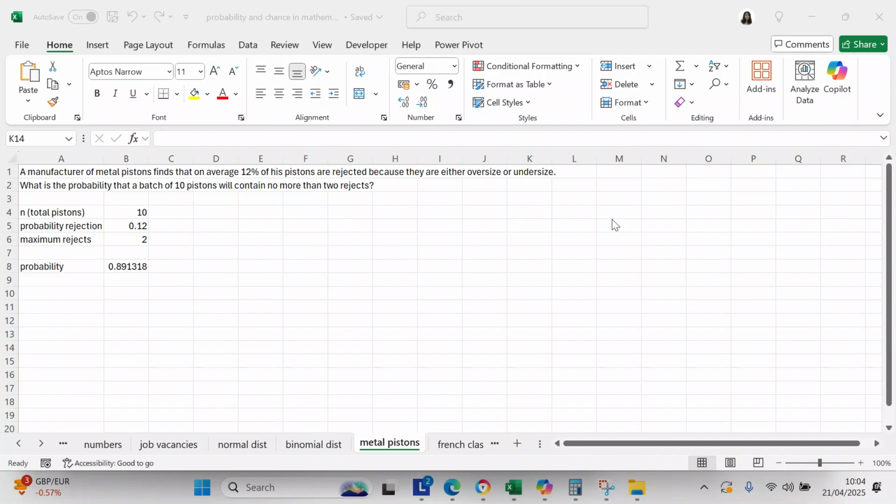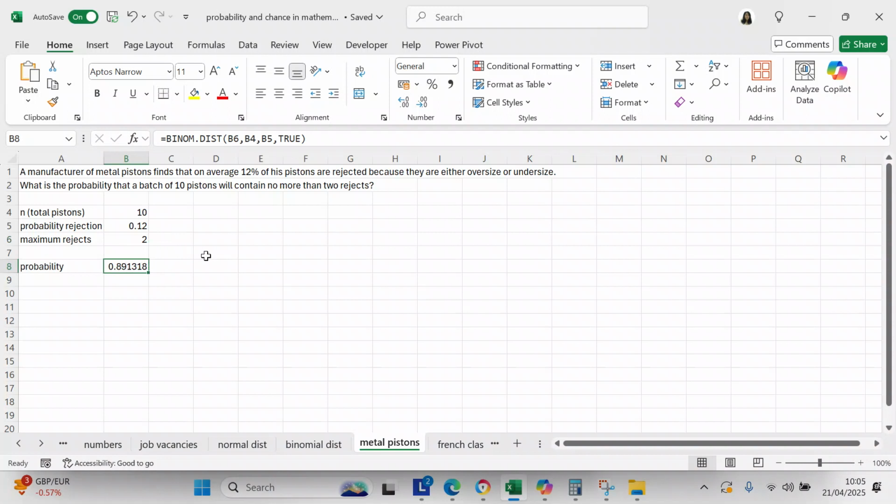You have a manufacturer of metal pistons who finds that on average 12% of his pistons are rejected because they are either oversized or undersized. What is the probability that a batch of 10 pistons will contain no more than 2 rejects? So you've got N, the number of pistons, which is 10, and the probability of rejection, which is 0.12 or 12%. Then the maximum number of rejects is 2.